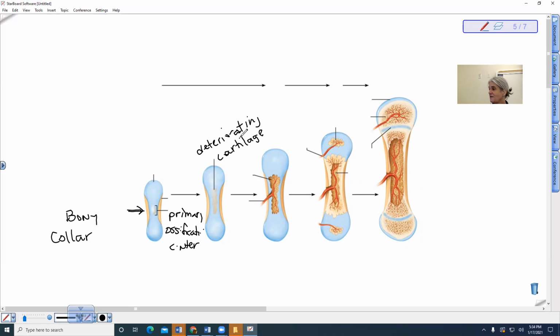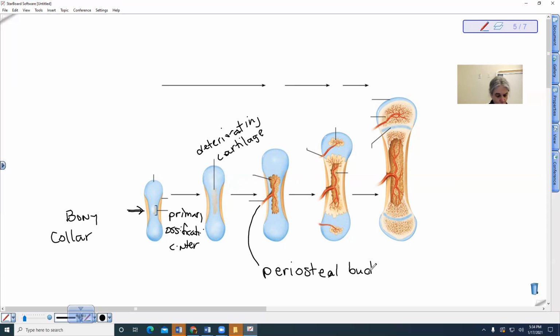So we have a blood vessel that enters the bone because bony tissue is vascularized. We have a bone bud that invades the cavities and actually starts to form the spongy bone. And so this right here is called the periosteal bud. And that is a blood vessel. This is the periosteal bud.